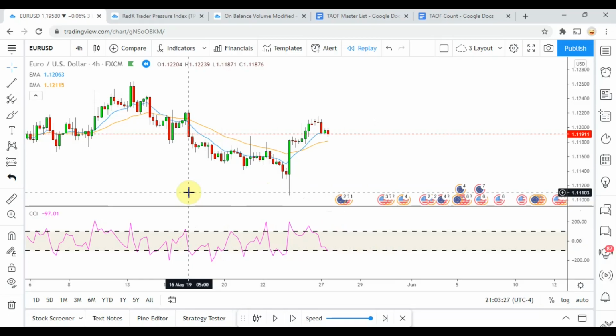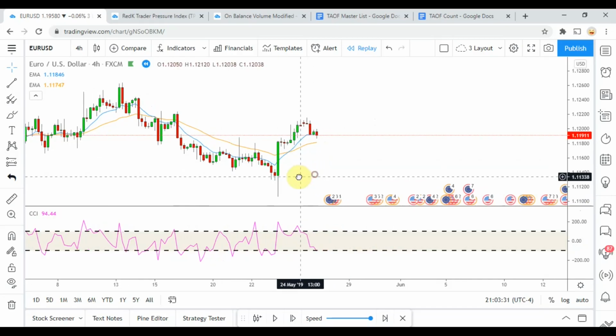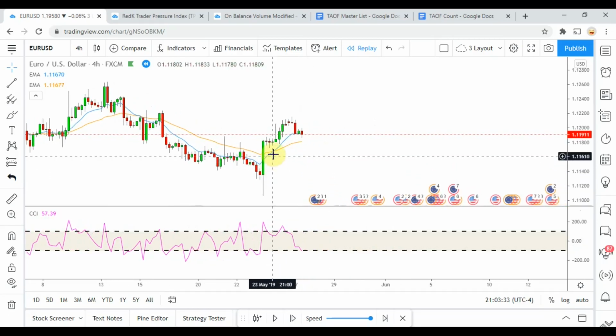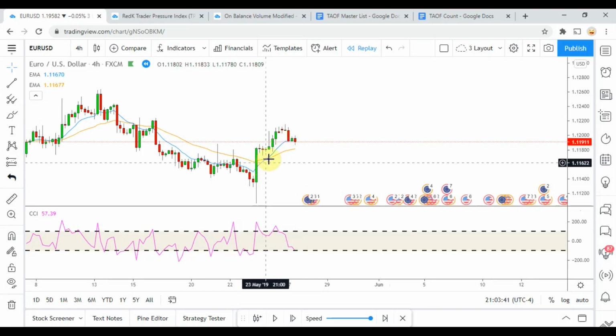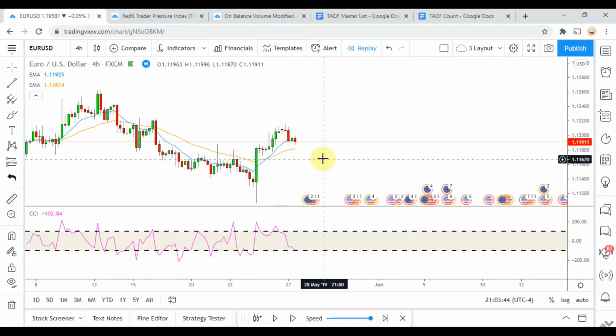So what are we looking for here? Well, first and foremost, we're looking for the moving averages to cross. So right here in this area, you can see that we get a cross of the moving averages, and we get a cross to the upside. That means that we are going to be looking for long signals.